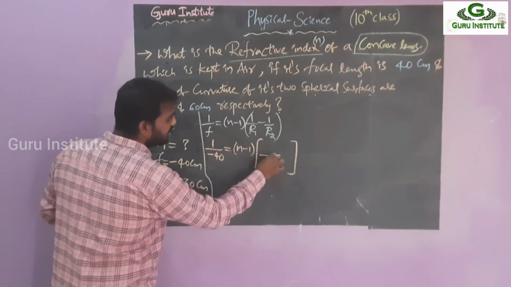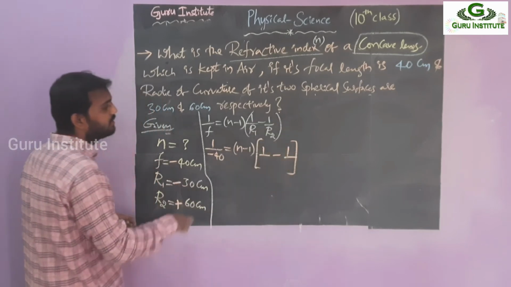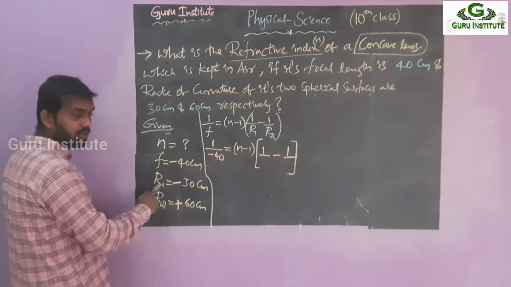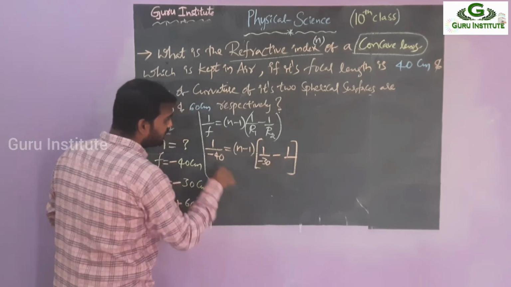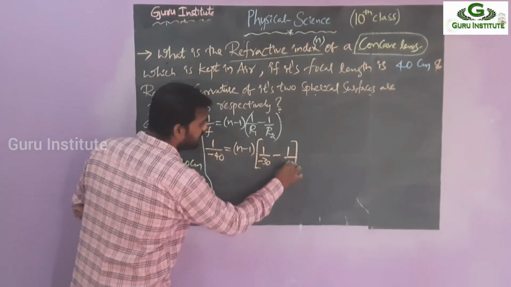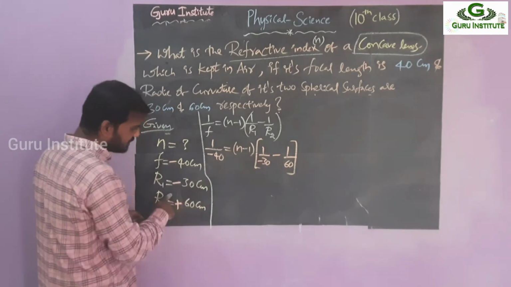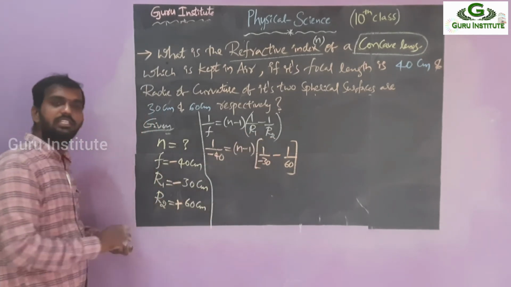Then by minus by 1 should be 1. Okay, right? R1. What is R1? R1 is minus 30, right? Next, what is R2? Plus 60. Right? 60. Okay. This is 1. R1 is minus 30. Minus, in the formula I am writing, is minus 1. R2 is 60. Okay.